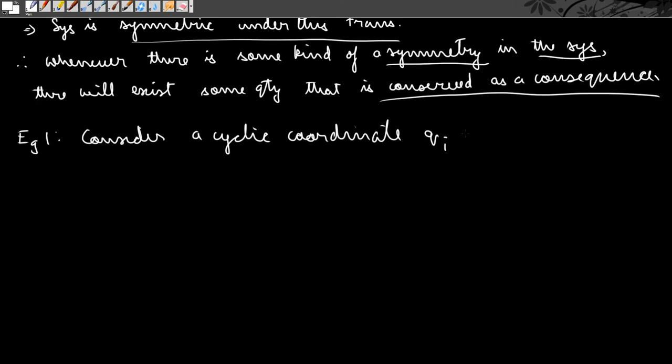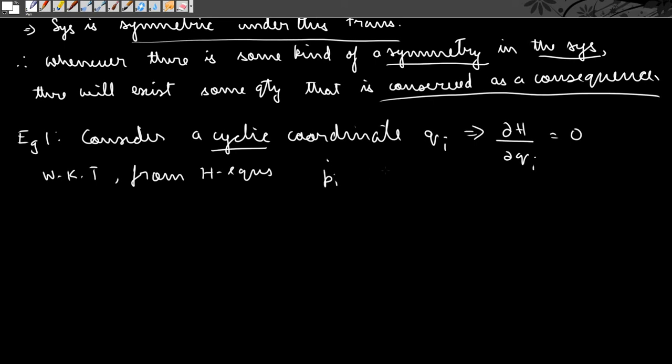qi. Now what do we mean by cyclic? A coordinate that is cyclic implies that the Hamiltonian or the Lagrangian is not explicitly dependent on this particular coordinate. This we have also seen in one of our previous lectures. From Hamilton's equations we have that pi dot is equal to minus ∂H/∂qi, and if qi is cyclic, this quantity is 0, which implies pi dot is 0.